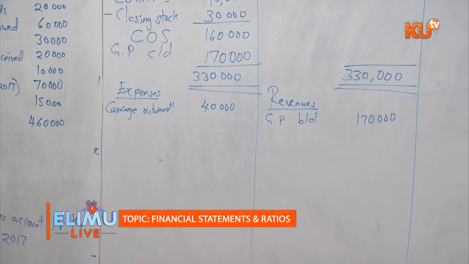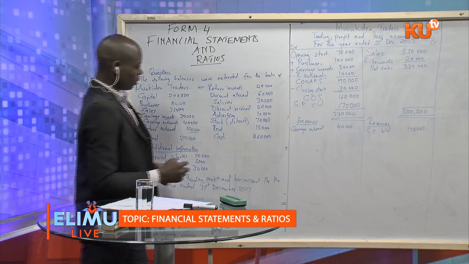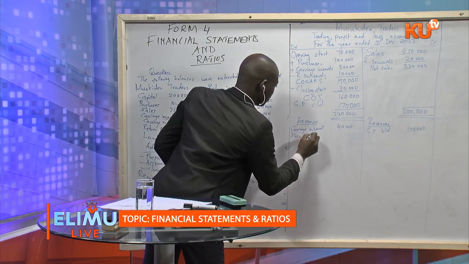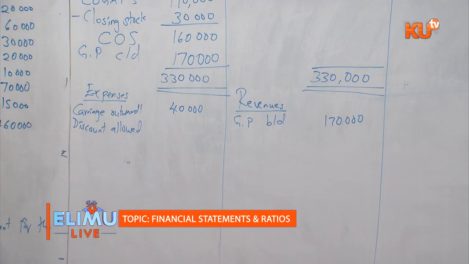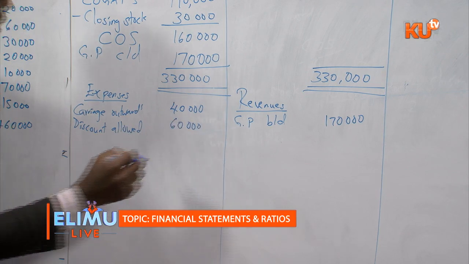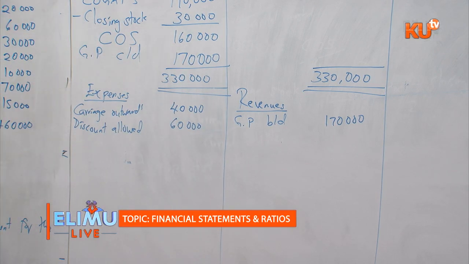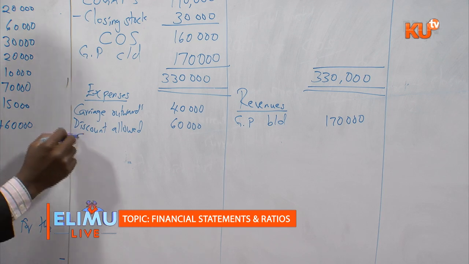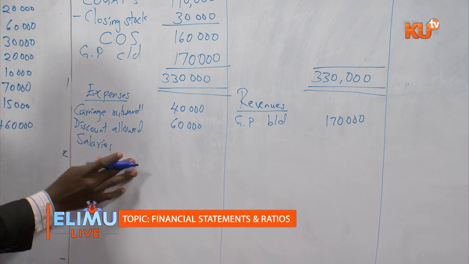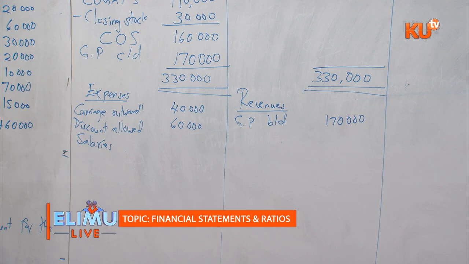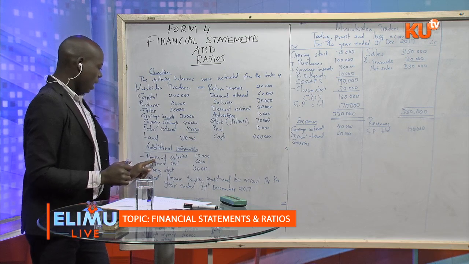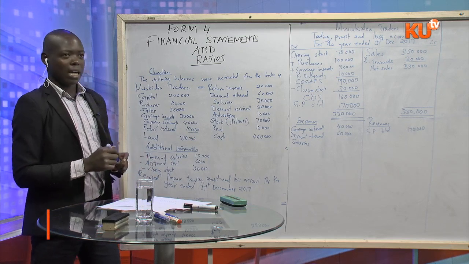We go to the next. We have discount allowed. So we record discount allowed. Discount allowed in this case is 60,000. And then we go to salaries. Salary is an expense again. Unless stated otherwise, salaries will be an expense. Something you need to remember. Salaries is given as 30,000. Prepaid salaries is given as 10,000.